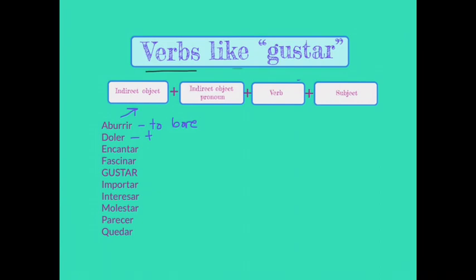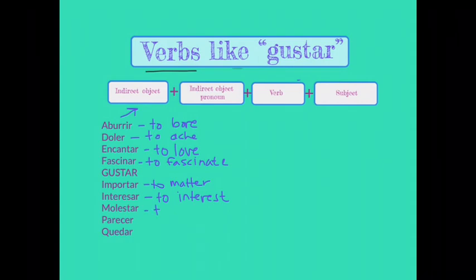Doler is to hurt, but more like to ache. Like, oh, my foot is really hurting me right now. Encantar is to love, like, oh, I love this book. Fascinar, to fascinate. Gustar, we've already covered. We think of it now as to like, but in Old English it's more like to please. Importar is to matter. Interesar is to interest.